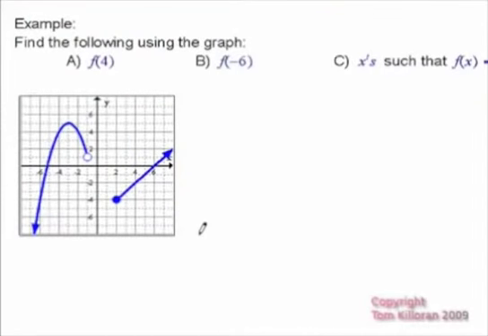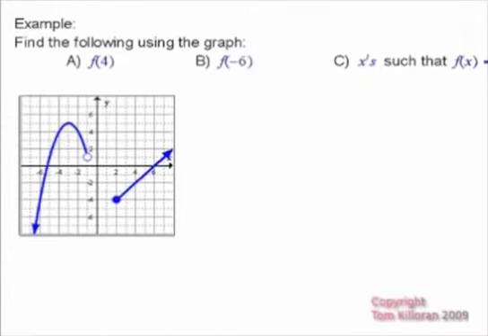Here we want to evaluate this function without really knowing what the function is. Here I want to evaluate f of 4, here I want to evaluate f of negative 6, and then this last one, I'll move it over later, we want to find these x's such that f of x is equal to 1. Alright, so let's start with this first one, f of 4, and what does it really mean?